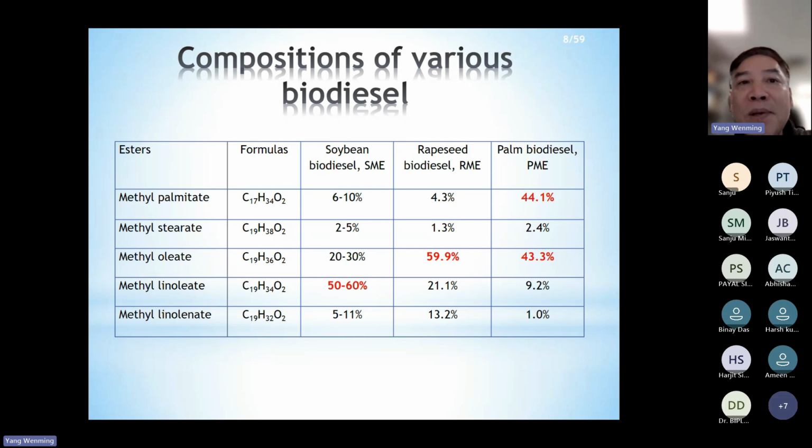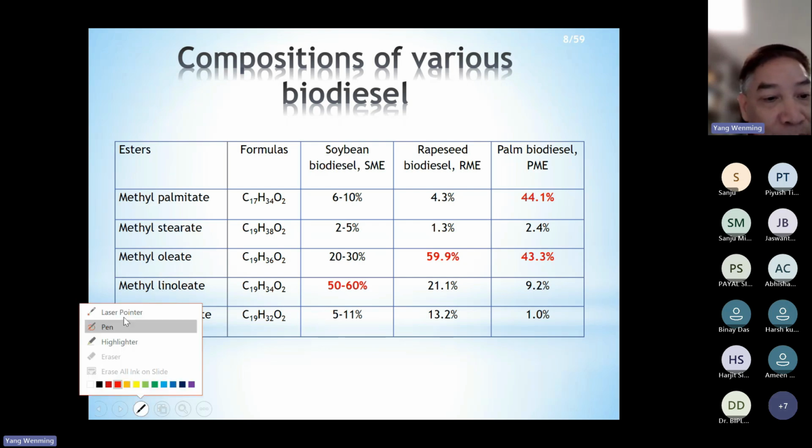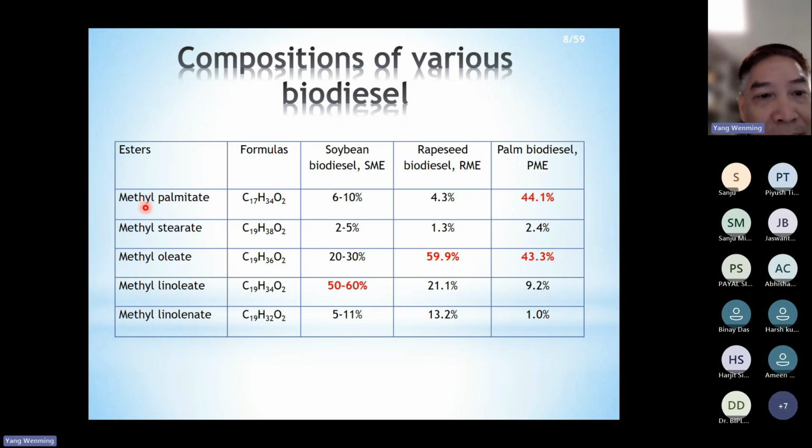Okay, so after producing the biodiesel from various feedstocks, we analyze the major compositions. We notice that all the biodiesel contains these five major components, namely methyl palmitate, methyl stearate, methyl oleate, methyl linoleate, and methyl linolenate. Here we show the formulas for the various major components and also the percentage of different compositions, so you can see if we compare soybean, rapeseed, and palm biodiesel.